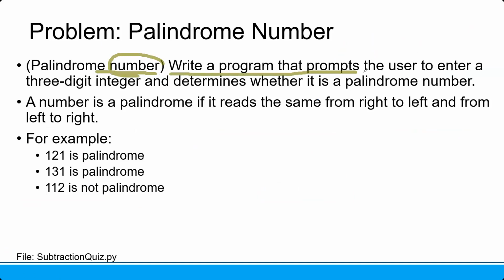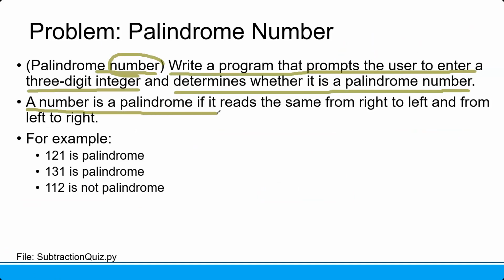Write a program that prompts the user to enter a 3-digit integer. A 3-digit integer means 3 numbers. And the program determines whether it is a palindrome number. A number is a palindrome if it reads the same from right to left and from left to right.